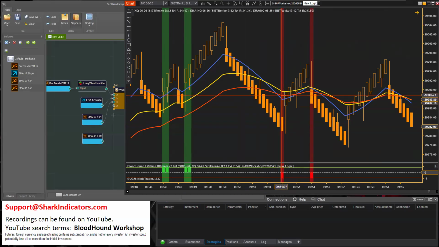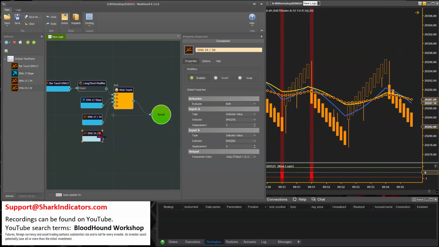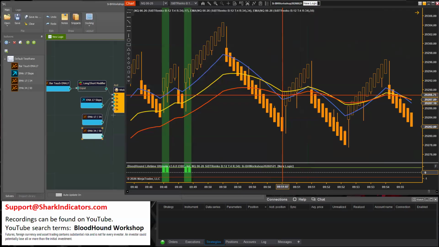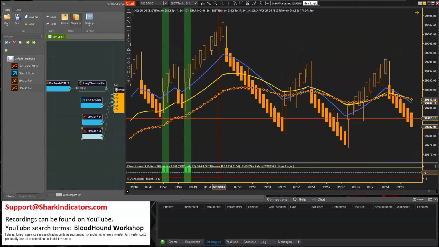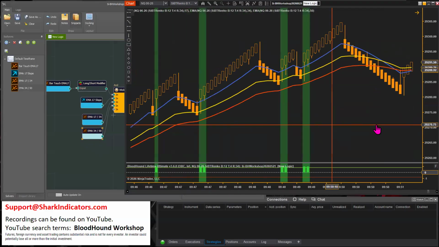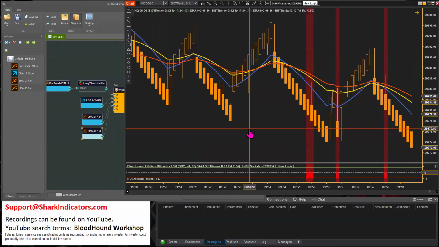Now, yeah, we can see here, maybe you want the stacking to exist as well when the wick touches. So we can just connect the other comparison solver in right there. And then that gets rid of that signal right there. So now it's mandatory for those EMAs to be stacked correctly there. And let's see, yeah, there we go. All right, there's a couple of signals.